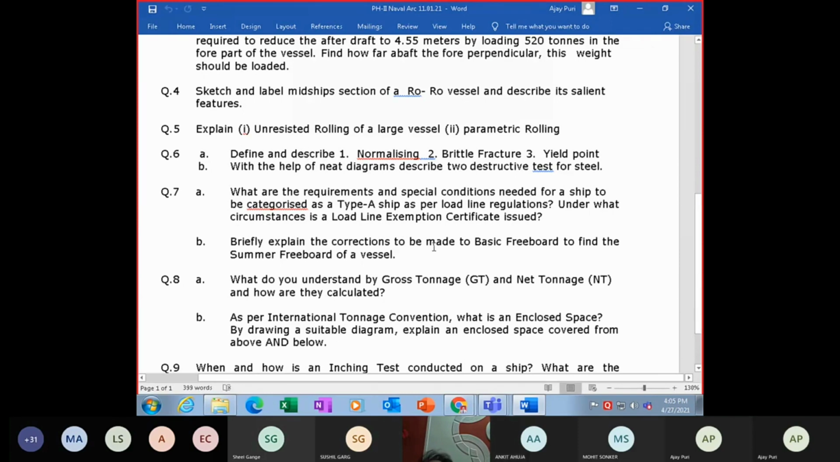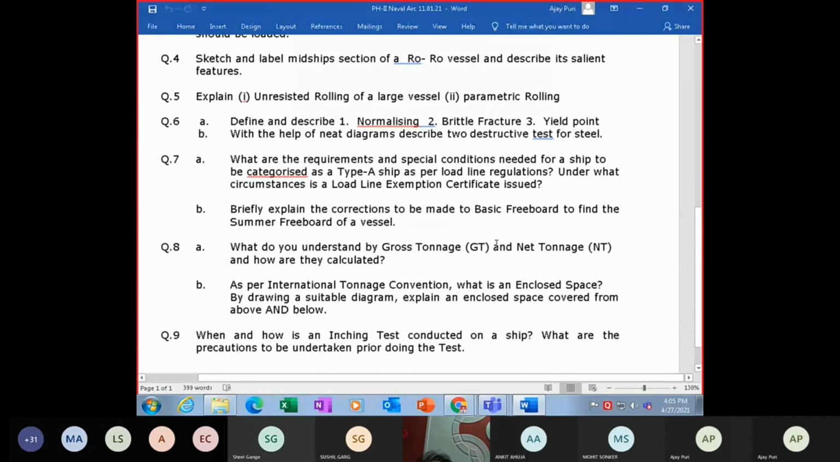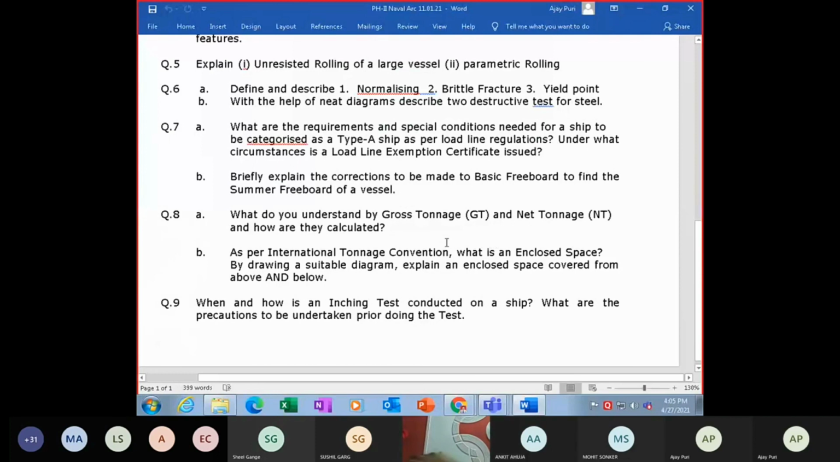7B is the corrections to be made on the basic freeboard to find your summer freeboard. So all your 5 to 6 corrections you have to explain. 8A. What do you understand by gross tonnage, net tonnage, and how they are calculated through your formula, K1 V and all that, you have to explain. For gross tonnage and net tonnage it is K1 dash into (4D by 3D) whole square plus K3 into (N1 plus N2 by 10), all that you have to write.